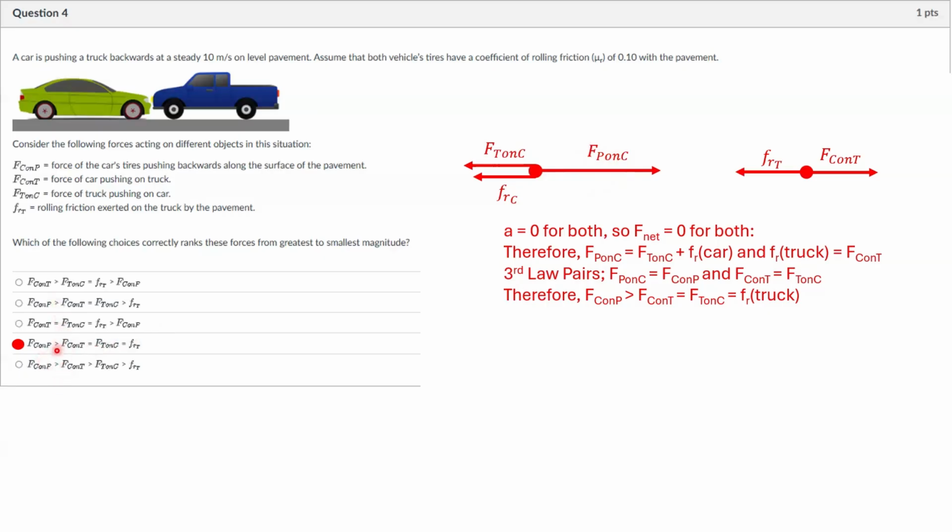There's three choices that do that. And then I look at those choices. All of the other ones are between the car and the truck, and the car and the rolling friction of the truck. All of those are equal. This equals that equals that. And that's this answer choice.